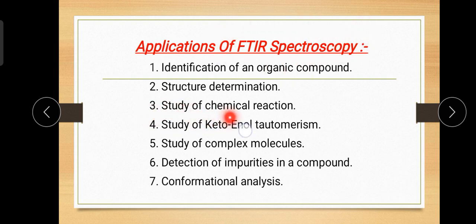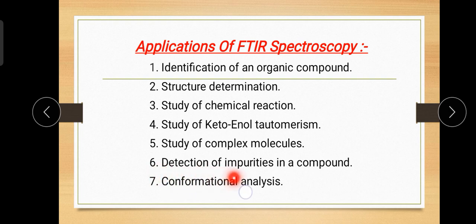Third application is the study of chemical reactions. That means if we have a particular chemical reaction and we want to study that chemical reaction, then also we can use FTIR spectroscopy. Fourth, the study of keto-enol tautomerism. Keto-enol tautomerism is a particular phenomenon in chemistry, and this phenomenon is also studied with the help of FTIR spectroscopy. Fifth application is the study of complex molecules. That means if we have long chain molecules like proteins, we can study all those molecules with the help of FTIR spectroscopy again.